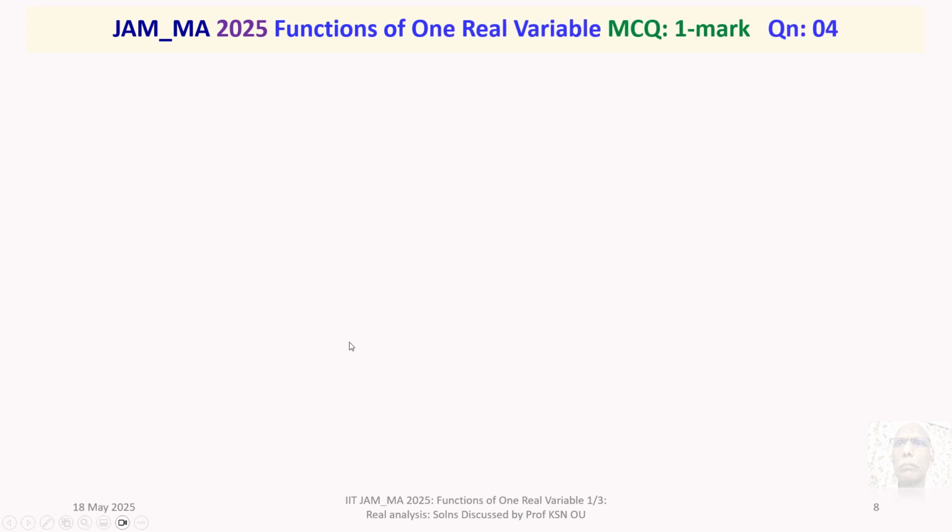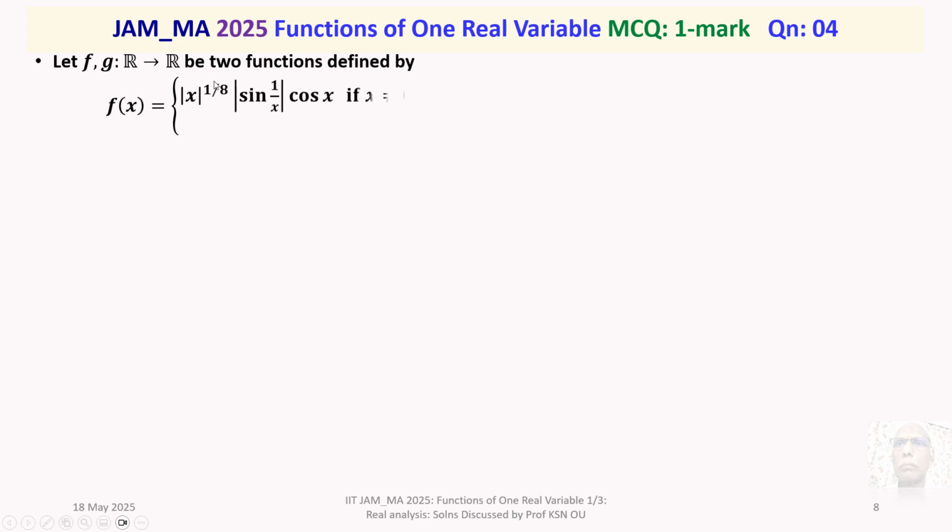This is question number 4 for 1 mark, and it is a multiple choice question. The given question is: let f and g be two functions from R to itself defined by f of x is equal to mod x to the power of 1 by 8 into mod sin 1 by x into cos x, when x is not equal to 0, and is equal to 0 otherwise.